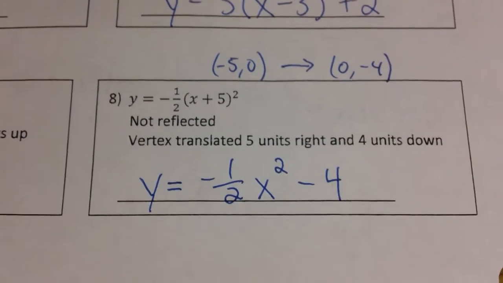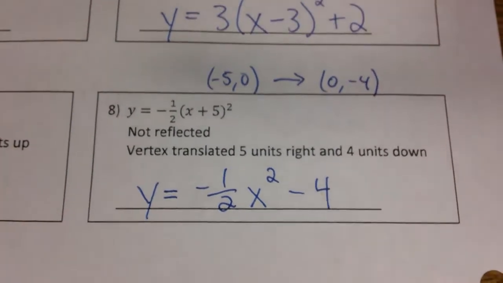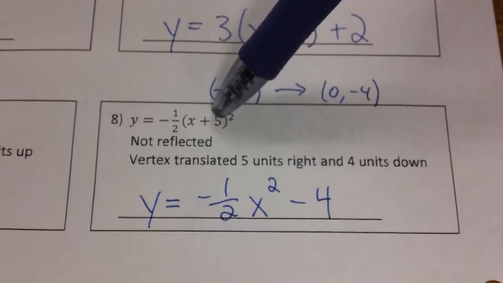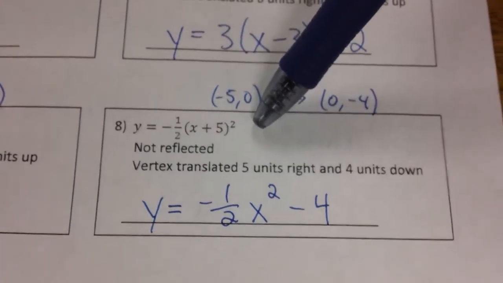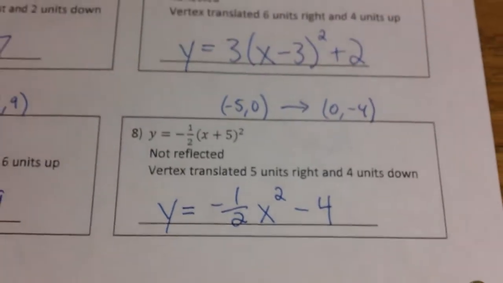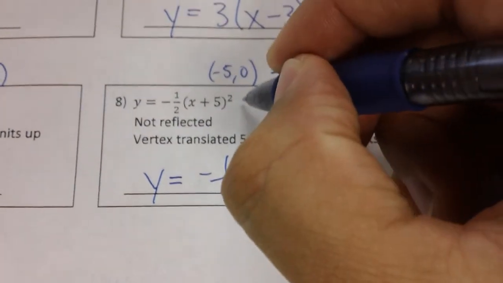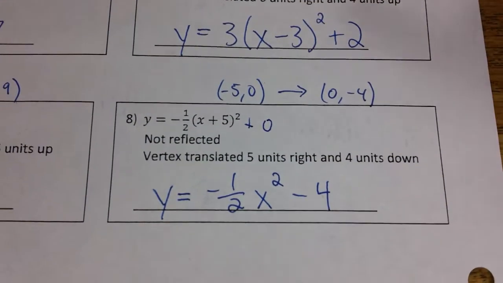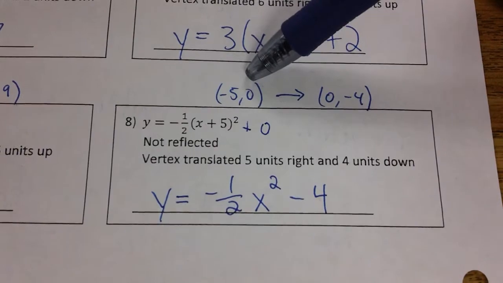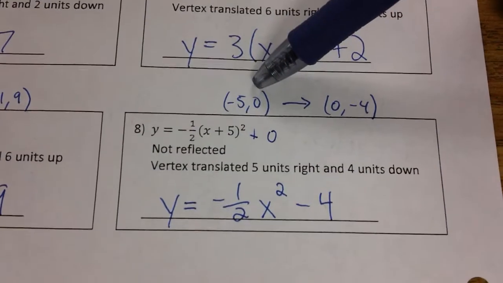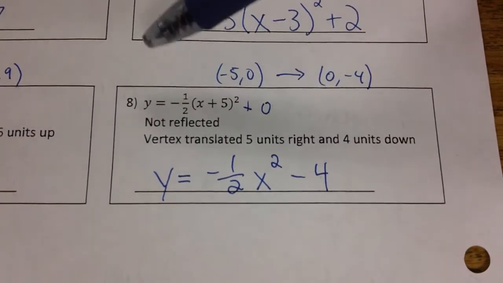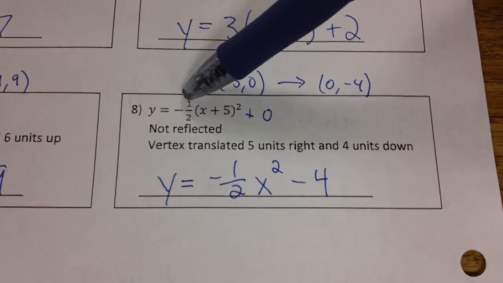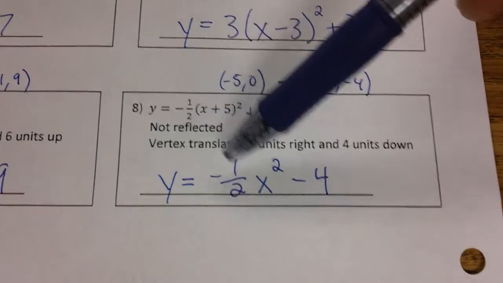And then for number 8, this one's a little tricky, because if you take a look at the vertex here, your h value is -5, but then you don't see anything out here, so that just means that your k value would be like +0. So the y part of the vertex is going to be 0. It was a -1/2 for your coefficient, and it was opening down. So since it's not reflected, it's going to stay that way.